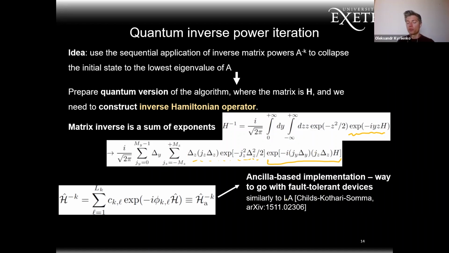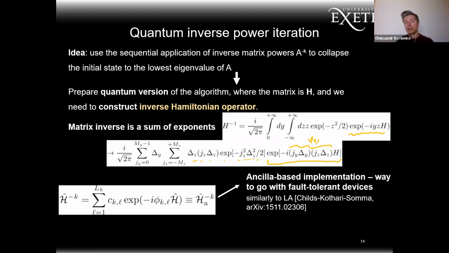Linear combination of unitaries by Childs, Kothari, and Somma was used, for instance, to solve linear systems of equations, and the same for Hamiltonian dynamics simulation. So we can say this is nothing but some phase, which I call phi KL, and some coefficients in front, which we classically just calculate. And this linear combination of unitaries is what we can implement with an ancilla-based implementation. Prepare, select, the protocol you can figure out, but it requires deep circuits.